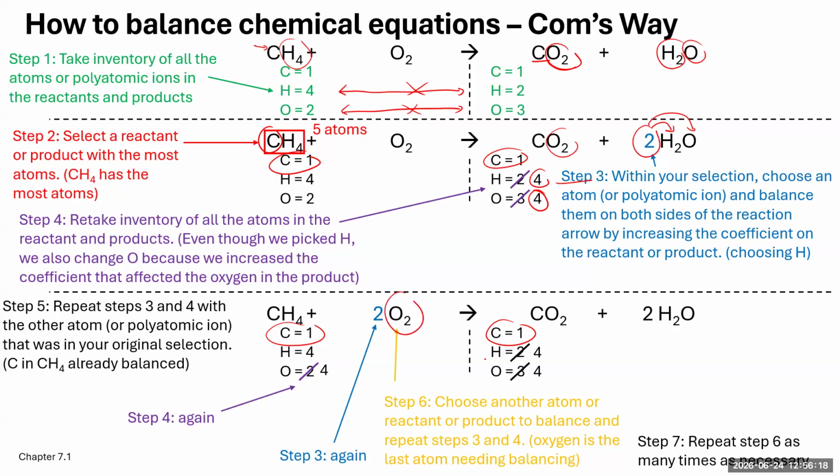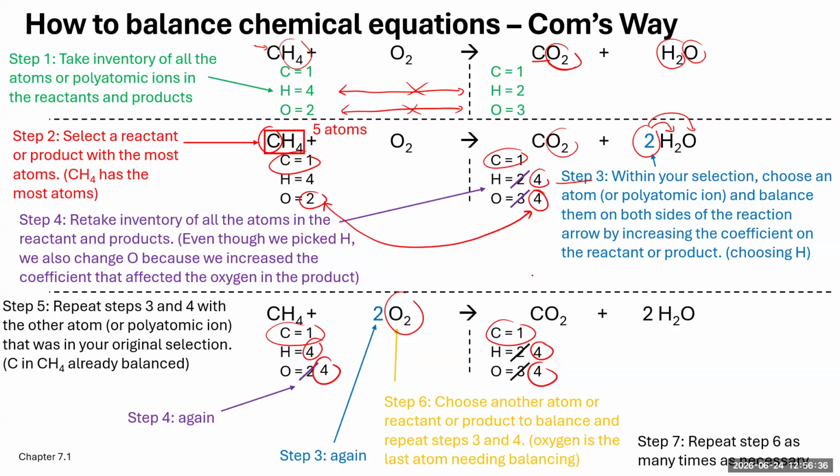We need it to increase by 2 because we started with 2 and 4. So we need to increase it by 2. So we have to put a 2 in front. That gives us 2 extra oxygens, and now we are completely balanced.